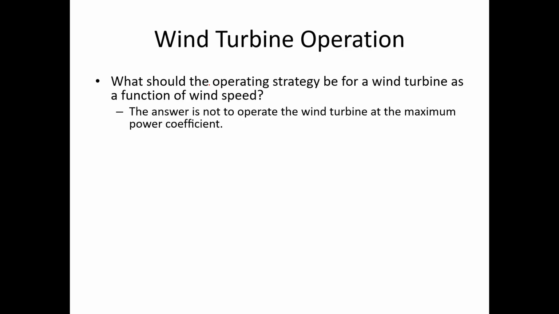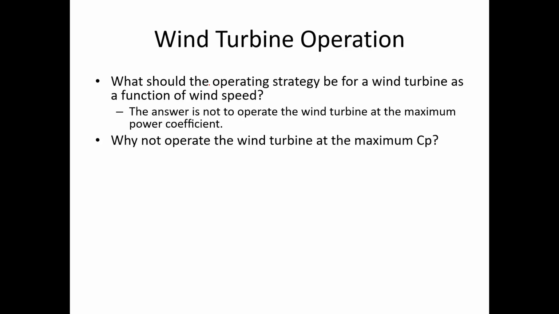So you don't want to pick a turbine that is so big that the wind only hits that point for such a short time a year to actually get that much energy out of the wind, right? So the question is, why not operate the wind turbine at that?